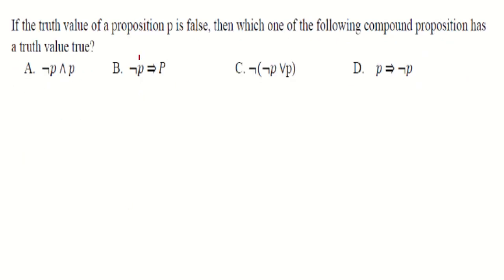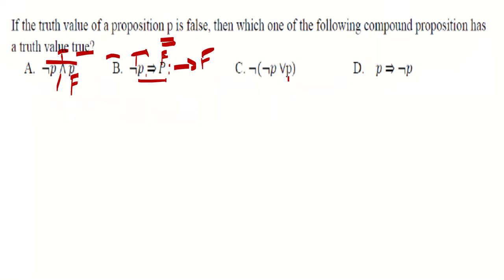The next one is the truth values of a proposition P is false. P false, remember. Then which of the following compound proposition has the truth value true? P false means this is false. Enough to be false. The whole will be, because it's end. And again, P false means the premise will be true. True false is the whole will be false.